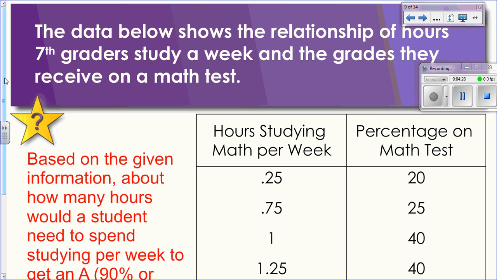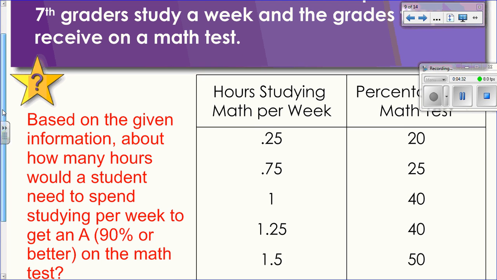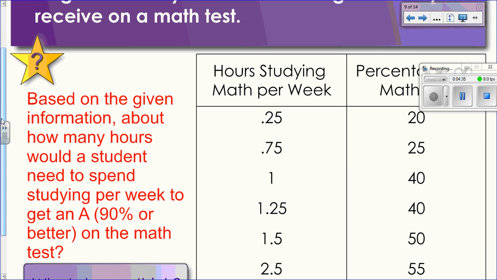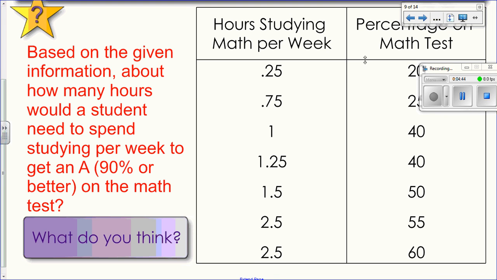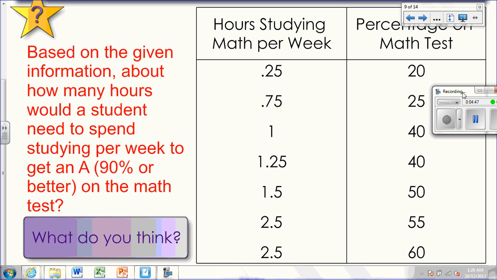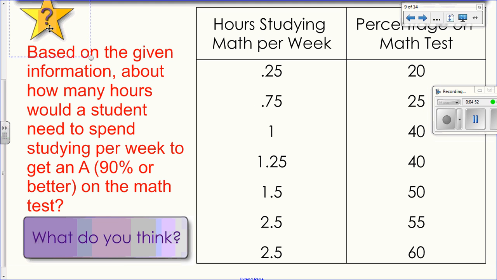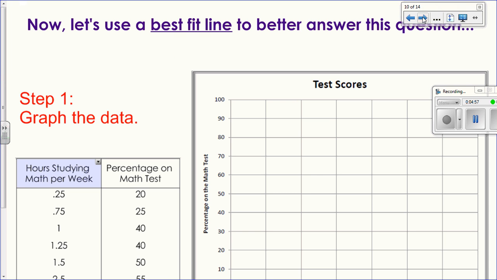The data below shows the relationship of hours 7th graders study a week and the grades they receive on a math test. Based on the given information, about how many hours would a student need to spend studying per week to get an A, 90% or better, on the math test? The first thing you want to do is graph the data.